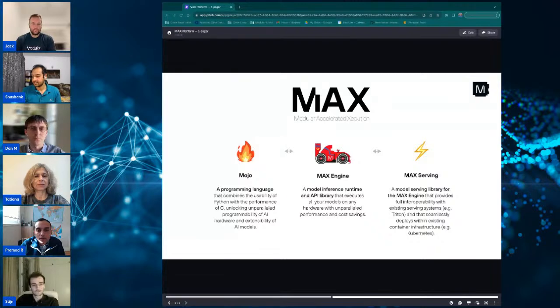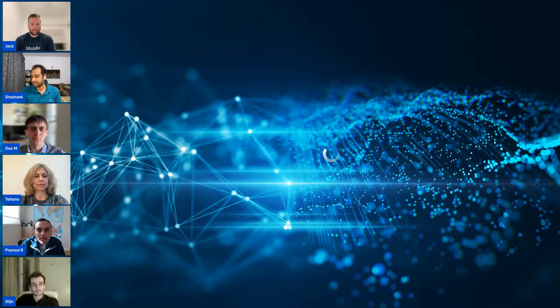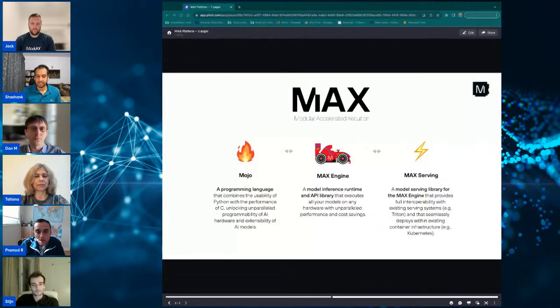The other component of Max is called Max Serving, and what we did there was we also announced a serving library that takes Max engine. You can deploy it into a production orchestration framework like Kubernetes. It integrates well with serving solutions like Triton, TF Serving, and TorchServe.